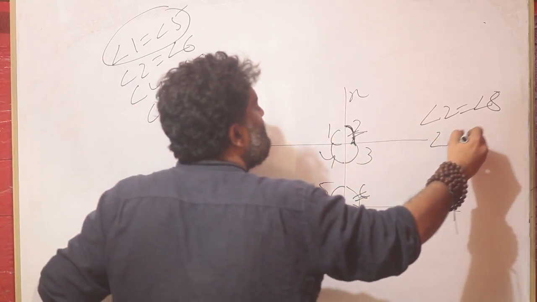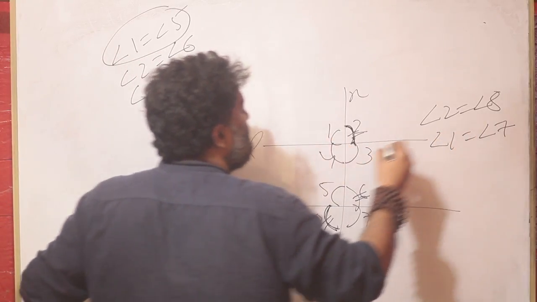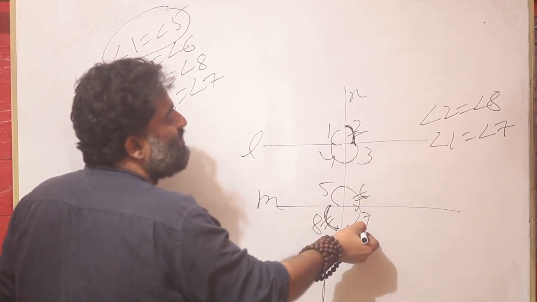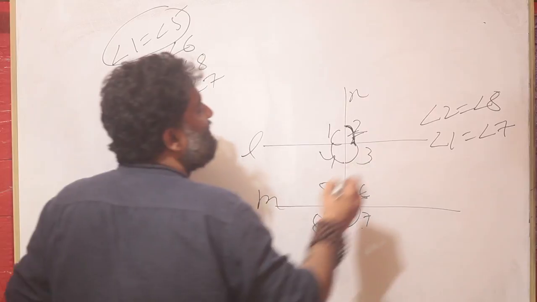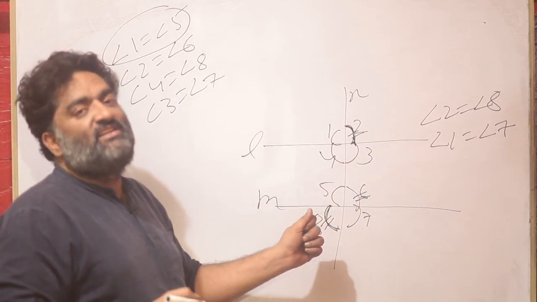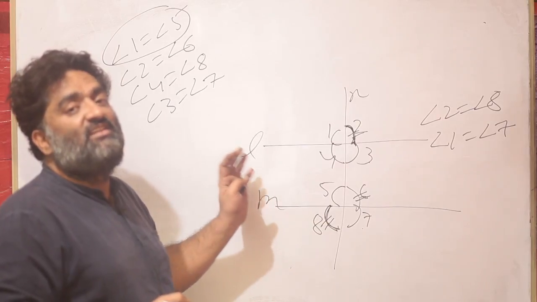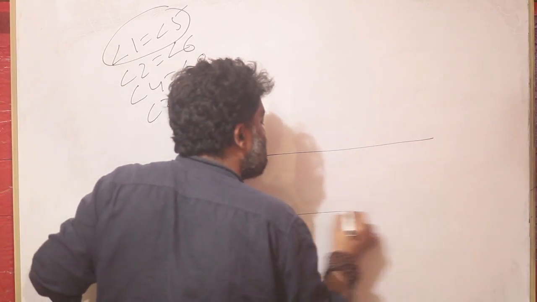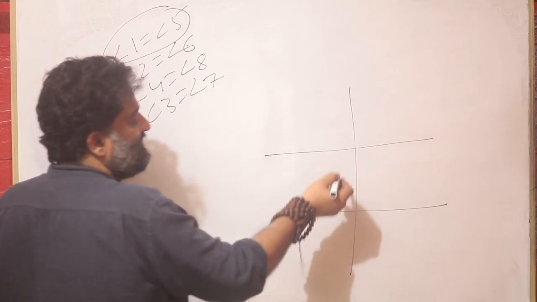Similarly, angle 1 is equal to angle 7. Why? Because angle 1 is equal to angle 3. Angle 3 was equal to angle 7. Therefore angle 1 is equal to angle 7. So not only the alternate interior angles, the alternate exterior angles are also equal to each other. What else can we notice in the story? Again two lines, again the same.